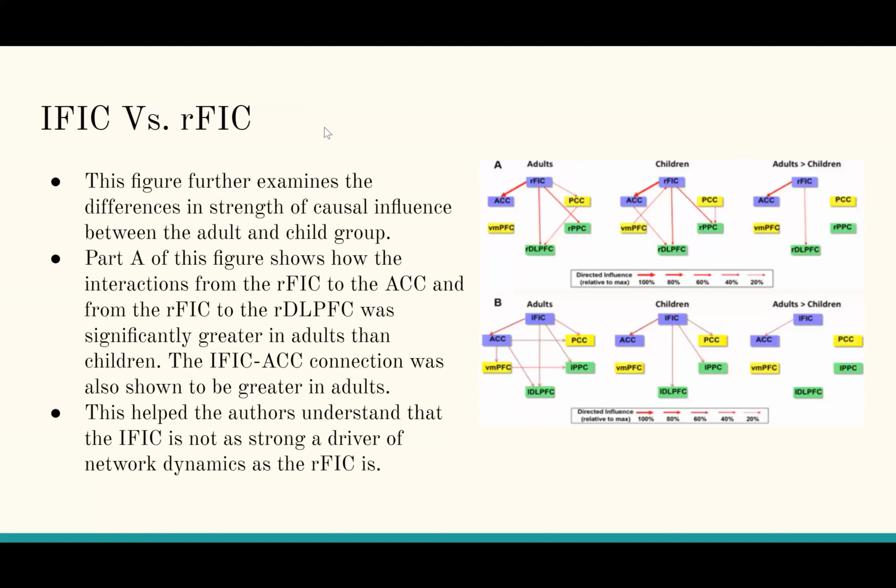When we look at this figure, it's similar to the previous one, but this figure examines the differences in strength of causal influence between the adult and the child group. Looking again at part A, it shows how the interaction from the RFIC to the ACC and from the RFIC to the RDLPFC was a lot greater in adults than children. The IFIC ACC connection was also shown to be greater in adults. This was pretty important because it helped the authors understand that IFIC is not as strong a driver of network dynamics as the RFIC node is.